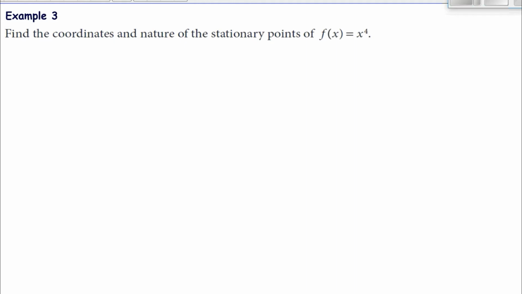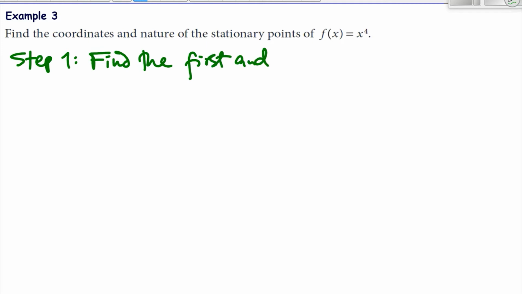Here's another example. Find the coordinates and nature of stationary points on this curve. So the first step is to find the first and the second derivative. So step 1, find the first and second derivative.